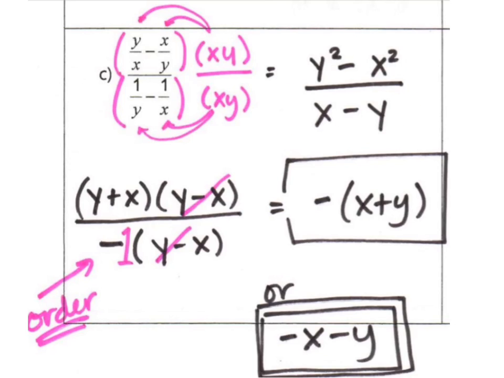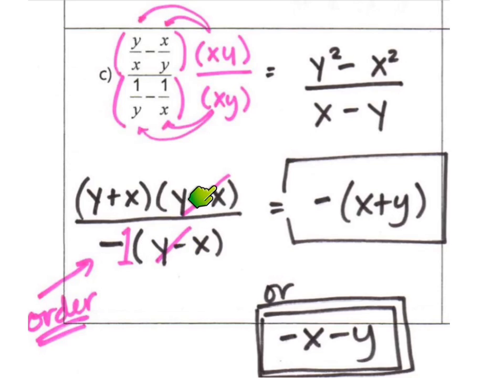I still have a fraction with y squared minus x squared in the numerator and x minus y in the denominator. But this is the difference of two squares, so I write it as the product of the conjugate pair. In the denominator, I had x minus y. If you factor out a negative, you can change the order of subtraction. So I factored out a negative 1, and instead of x minus y, I now have y minus x.